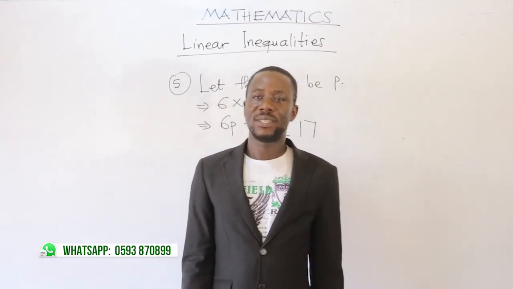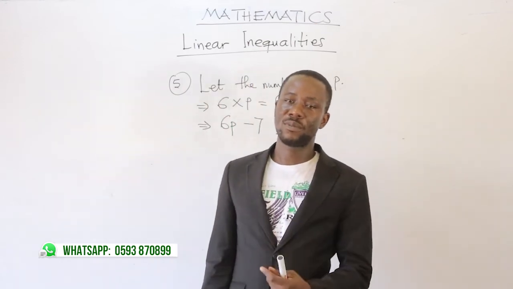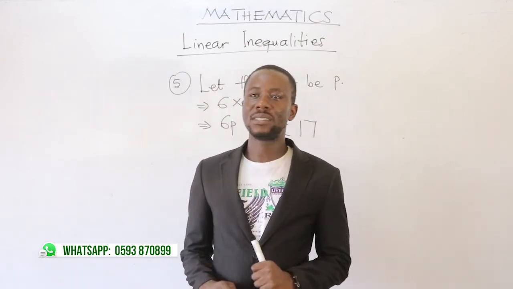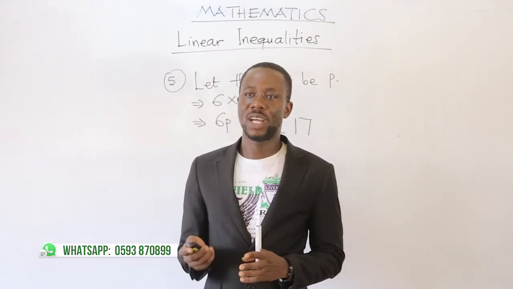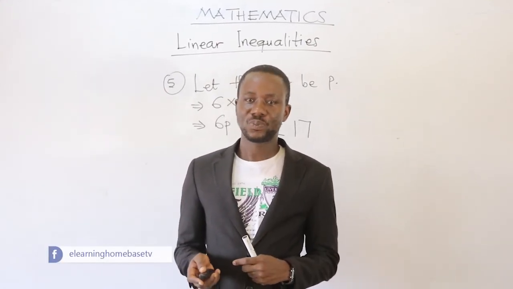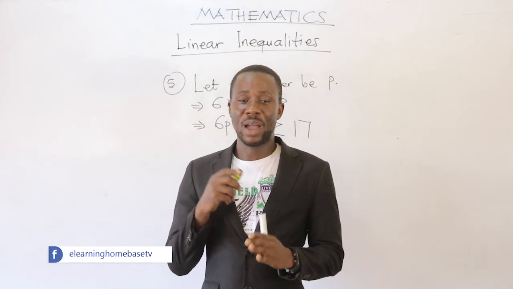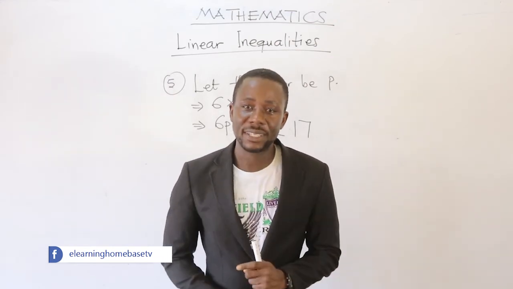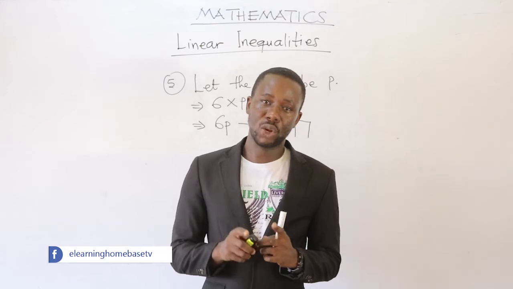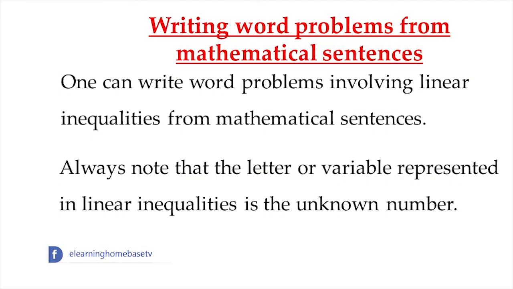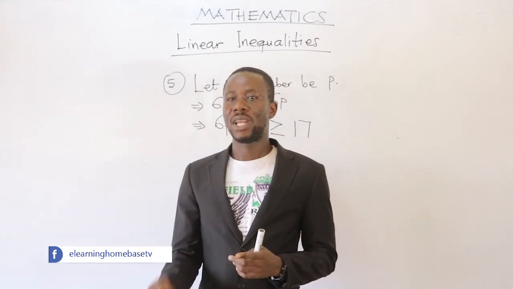Now let's go to the other side. We looked at how to write mathematical sentences from word problems. Now, on the other hand, we want to look at how you can write word problems from mathematical sentences. It's similar here. The only difference is that over here you are making use of the less than, greater than, less than or equal to, and greater than or equal to symbols for signs. So one can write word problems involving linear inequalities from mathematical sentences. Always note that the letter or variable represented in linear inequalities is the unknown number.